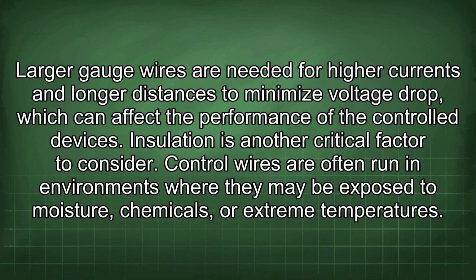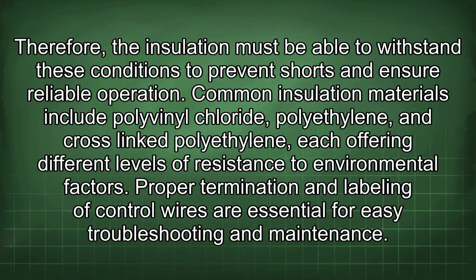Insulation is another critical factor to consider. Control wires are often run in environments where they may be exposed to moisture, chemicals, or extreme temperatures. Therefore, the insulation must be able to withstand these conditions to prevent shorts and ensure reliable operation. Common insulation materials include polyvinyl chloride, polyethylene, and cross-linked polyethylene, each offering different levels of resistance to environmental factors.